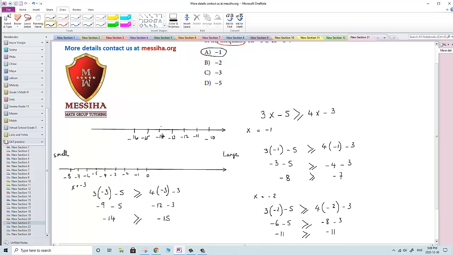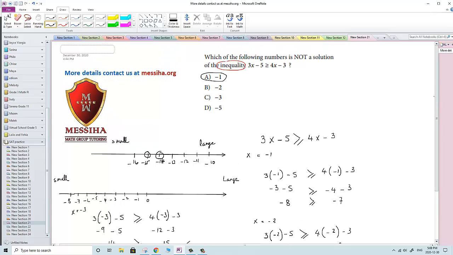Here is negative 14, and here is negative 15, and we go to the large side this way and to the small side here. So negative 15 is smaller than negative 14. That means this is right. That means I cannot circle C.